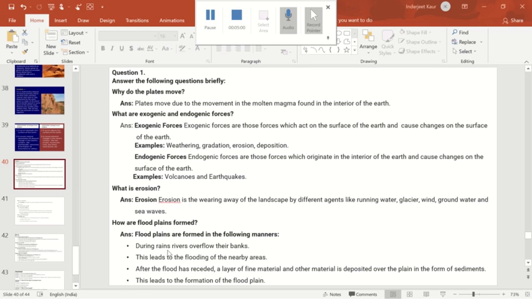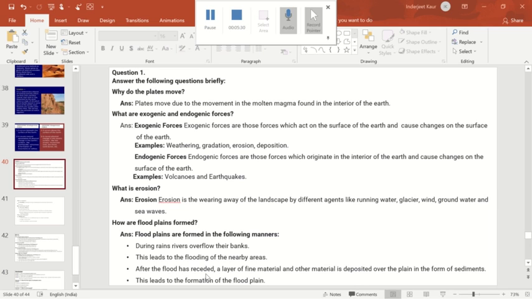During rains, rivers overflow their banks. Whenever there is heavy rainfall, the river water comes out from the banks. This leads to the flooding of the nearby area. The water which comes out from the river after overflowing from the banks floods the nearby area of the river.